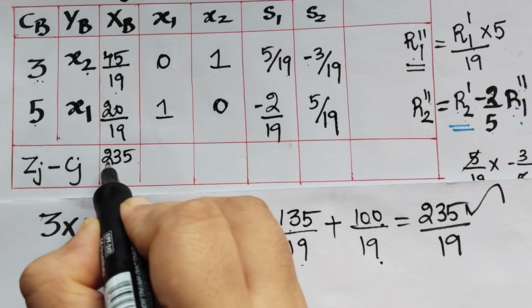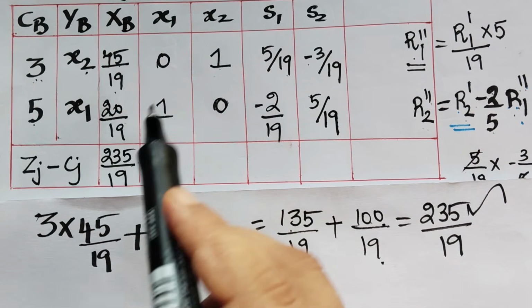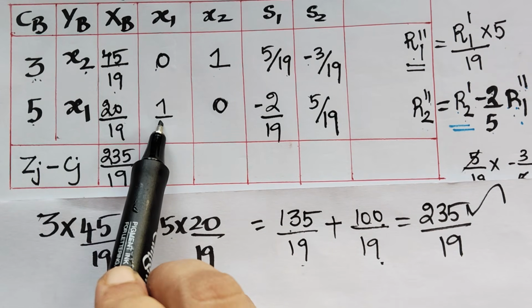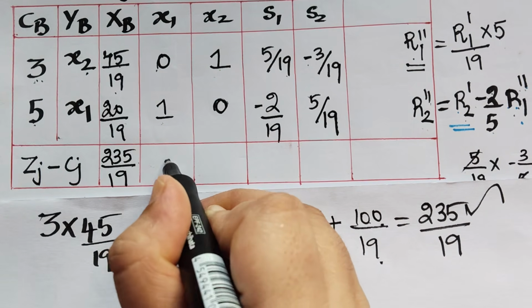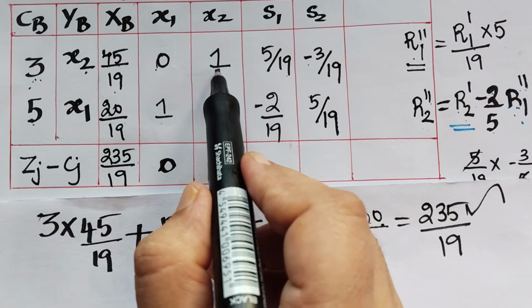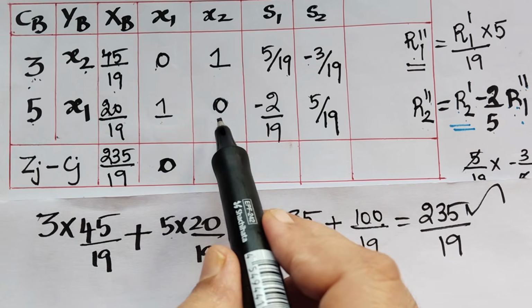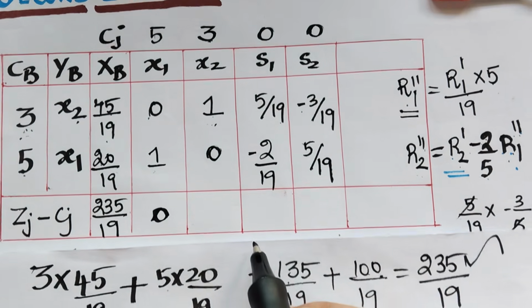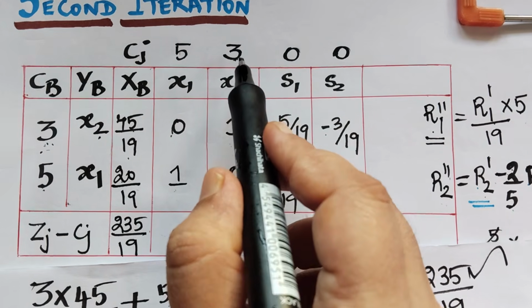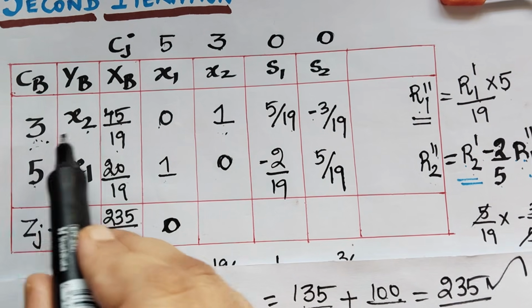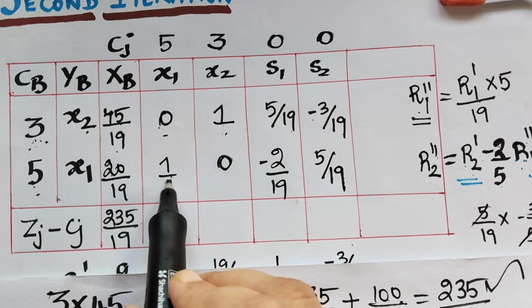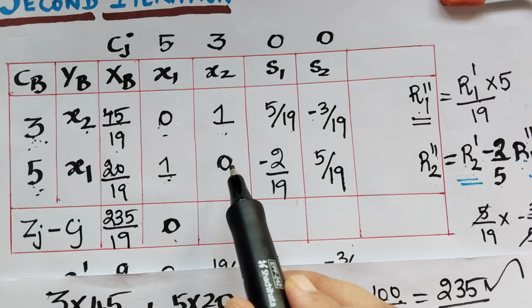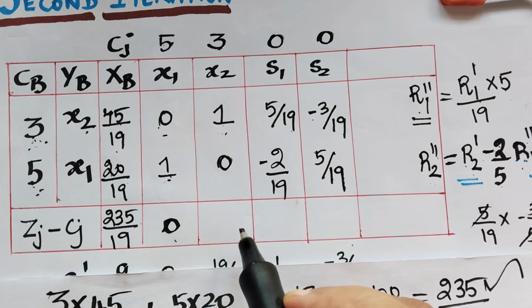235 divided by 19. Next, 3 into 0 plus 5 into 1, which is 5. Minus 5, it will be 5 minus 5, 0. 3 into 1, 3. Plus 5 into 0, 0. So 3 minus 3, it is 0. So if you see here, 3 into 0 plus 5 into 1, 5. 5 minus 5, 0. 3 into 1, 3. Plus 5 into 0, 0. So 3 minus 3, it is 0.